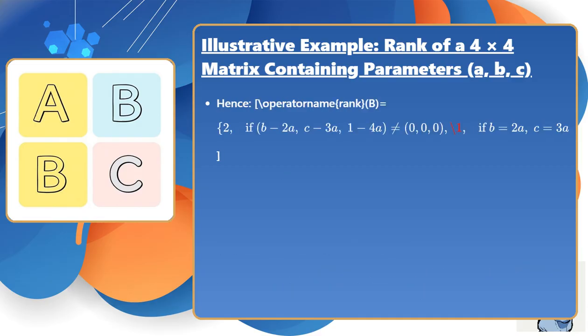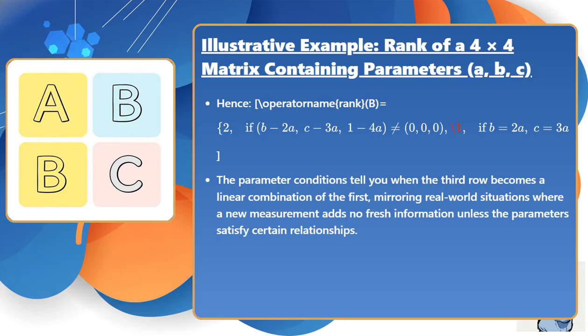Hence, rank of B equals 2 if the triple b minus 2, c minus 3, a1 minus 4 is not the 0 triple. It equals 1 if b equals 2, c equals 3, and a1 equals 4. The parameter conditions tell you when the third row becomes a linear combination of the first, mirroring real-world situations where a new measurement adds no fresh information, unless the parameters satisfy certain relationships.